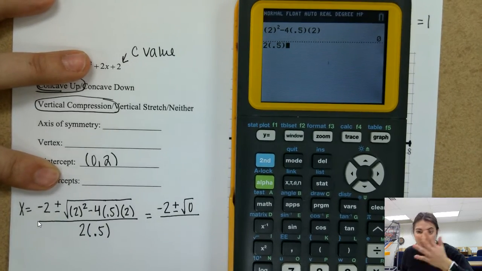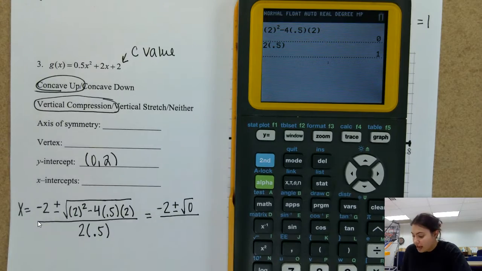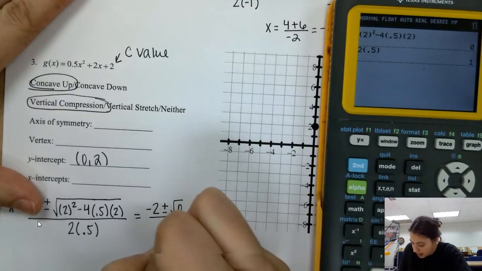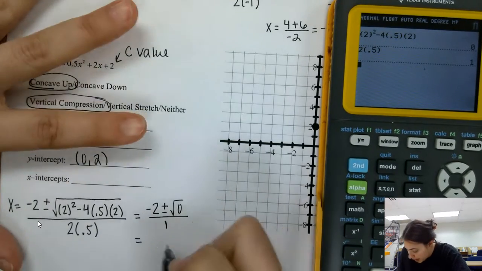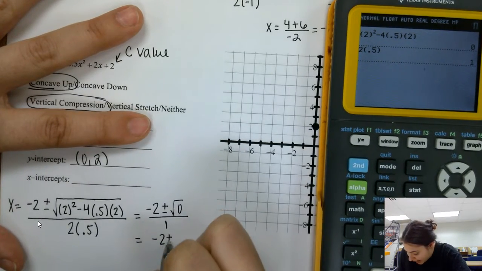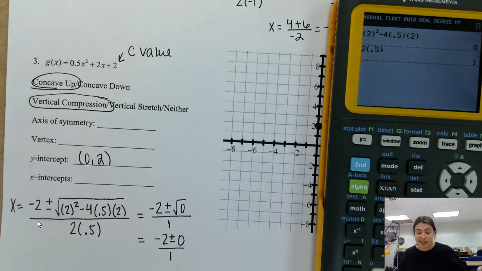I think we already know that 2 times a half is just going to be 1, right? We're just cutting 2 in half. But if you didn't know that, that's okay. And now we know that the square root of 0 is just 0. And we know that if we add or subtract anything to 0, it's just going to be itself.